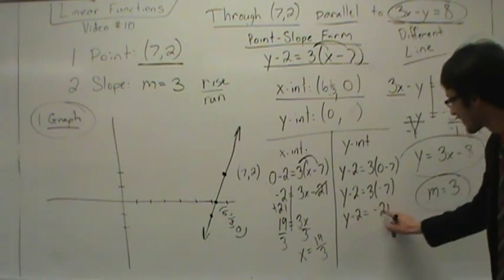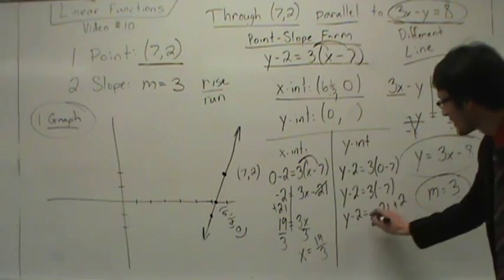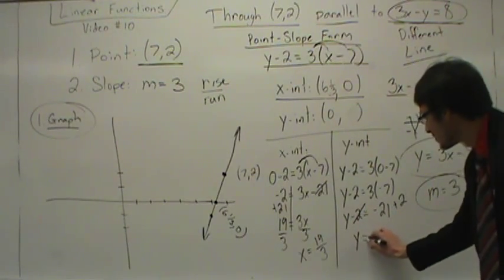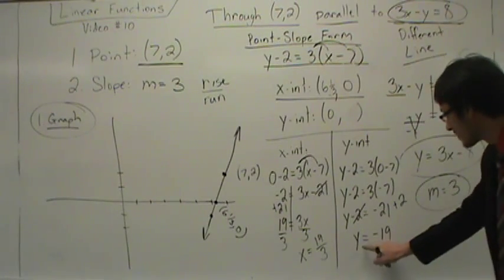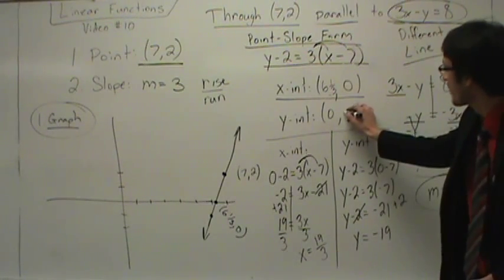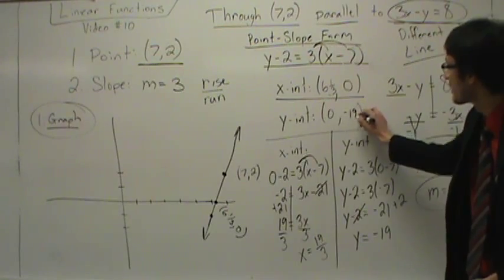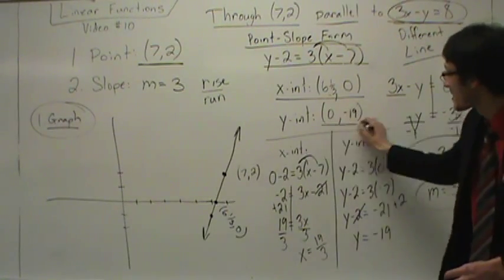Now take the negative 2, move it to the right. It becomes positive, so we have y equals negative 21 plus 2, which is negative 19. Now let's put this y value in the point. We have 0, negative 19. Let's see if this matches up with our graph.